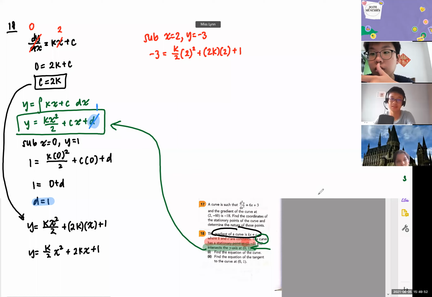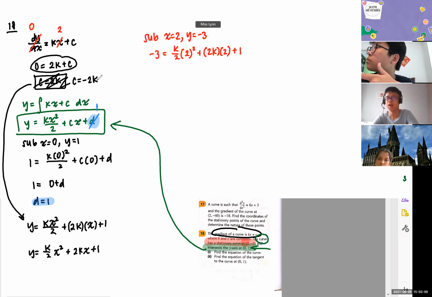Minus 2k. This is 2k. Minus 2k, because if 0 is equal to 2k plus c, c is not 2k. C is actually minus 2k. Yes, minus 2k. So if c is minus 2k, here is minus 2k. Here it's minus 2k. And what else?